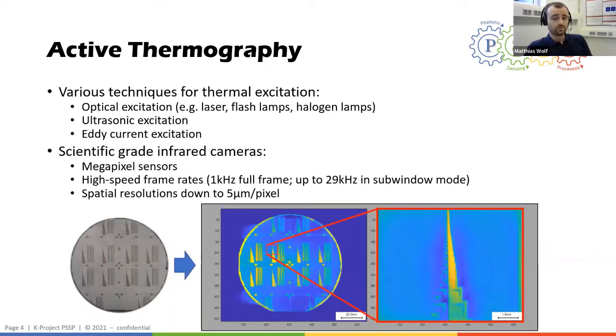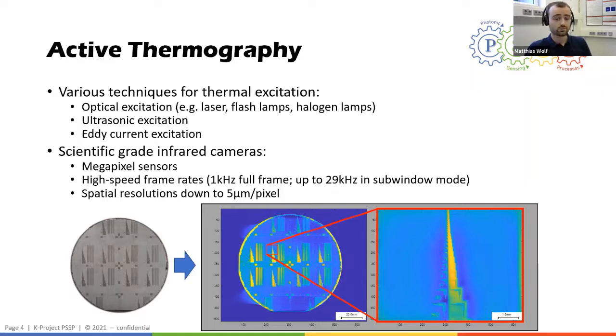The most frequently utilized method of thermal excitation is usually an optical excitation technique, for example, using flash lamps or halogen lamps, or also laser diodes. But of course, there is a wide variety of other methods, just to name a few: ultrasonic excitation or also eddy current excitation.